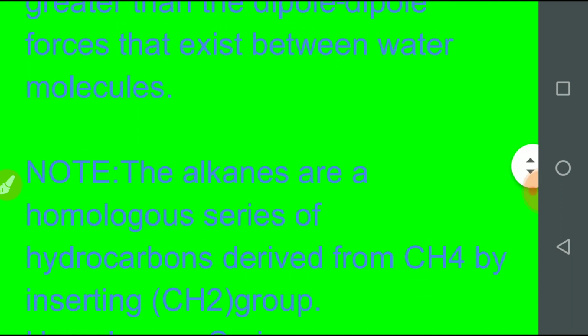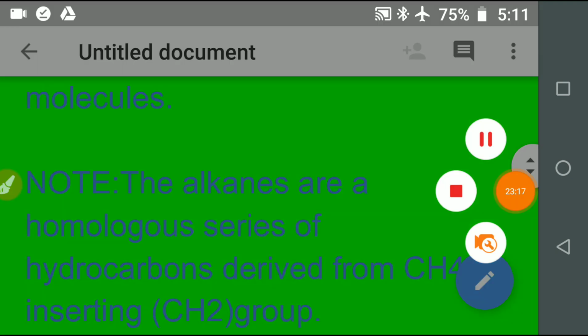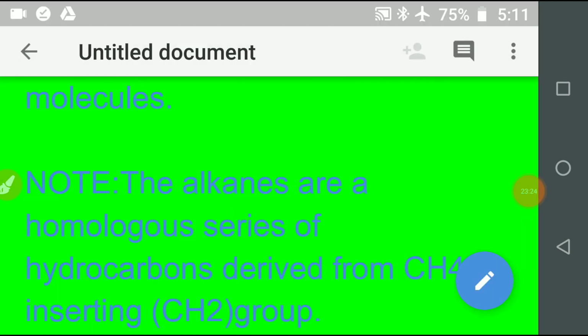Now, friend, the alkanes are a homologous series of hydrocarbons derived from CH4 by inserting the CH2 group. So these are the important factors regarding the bonding nature of the carbon atom, the saturated and unsaturated hydrocarbons, the versatile nature of carbon, and also some physical properties of the alkanes. Now, this is the main video regarding carbon and its compounds.